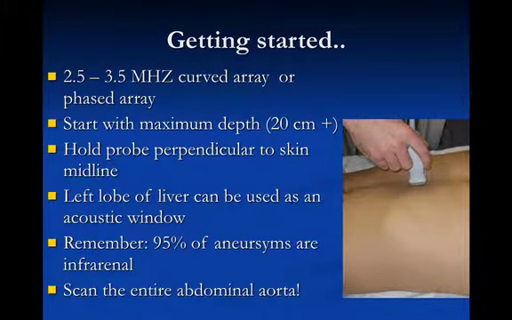So how do we do this exam that has such great sensitivity and specificity? We start with a low frequency curved array or phased array probe at 2.5 to 3.5 megahertz and start with a maximal depth around 20 centimeters. You hold the probe perpendicular to the skin in the midline with the marker dot to the right and apply a firm pressure to the abdomen. The left lobe of the liver can be used as an acoustic window. And remember that 95% of aneurysms are infrarenal, so you must scan the entire abdominal aorta down to the bifurcation.